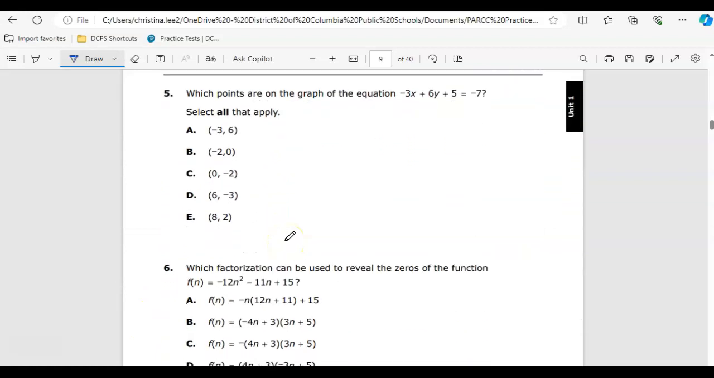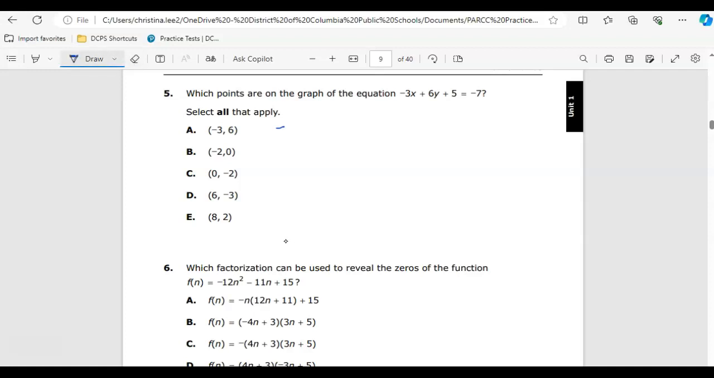Number 5, which points are on the graph of the equation? So for this one, remember this is your x and this is your y, right? And so what we can do is we can plug these numbers in and see which of them work, right? Now note that this part of the PARCC is a non-calculator section, which means you would need to calculate. So if the sentence is true, then that means these are solutions.